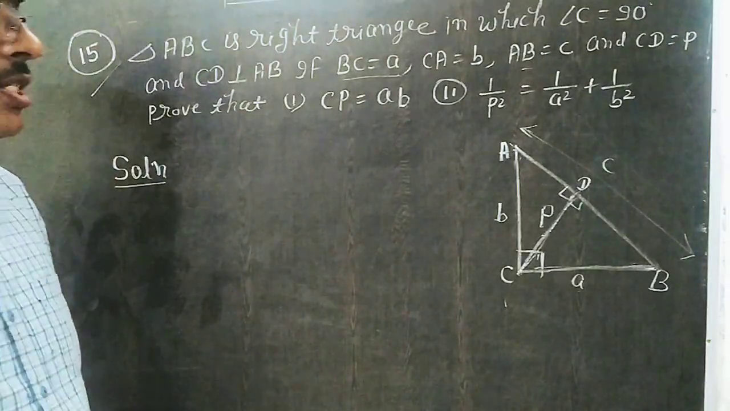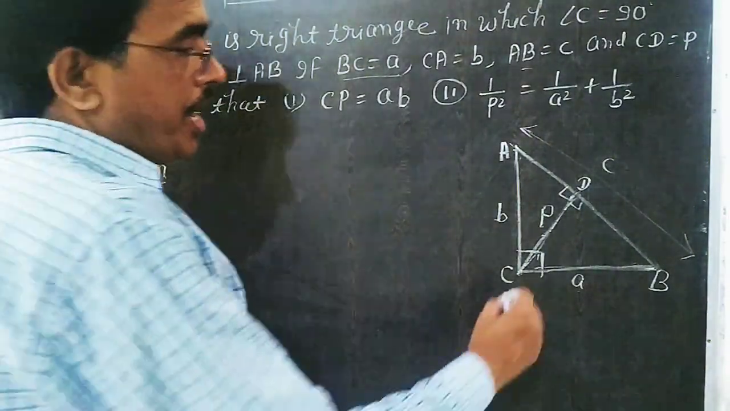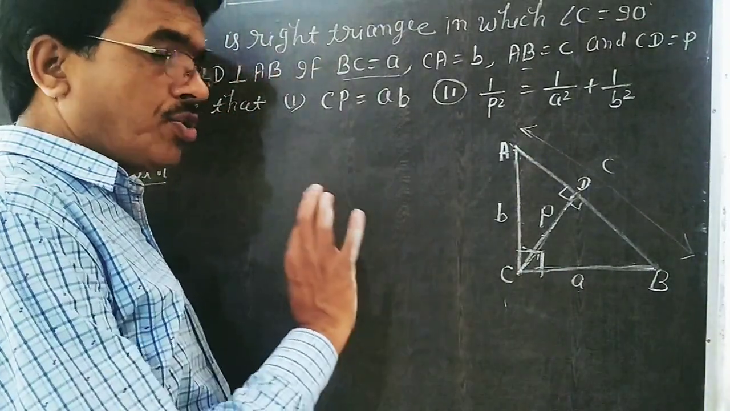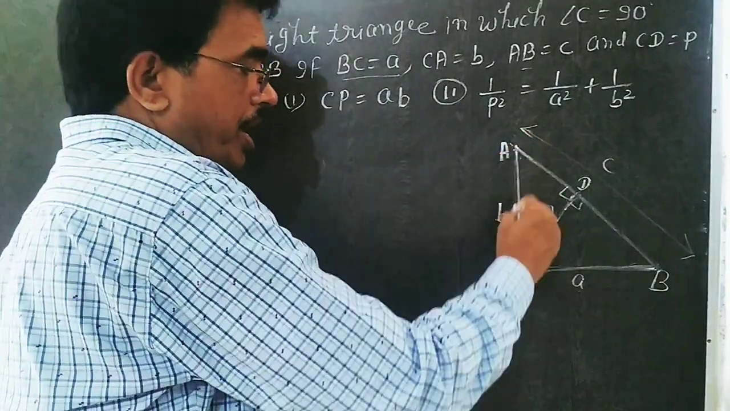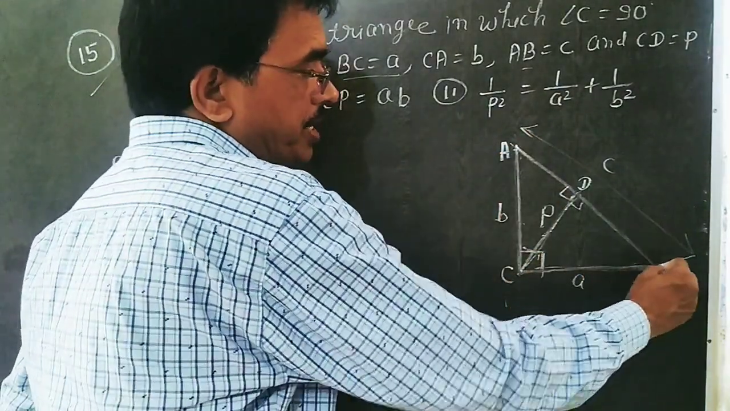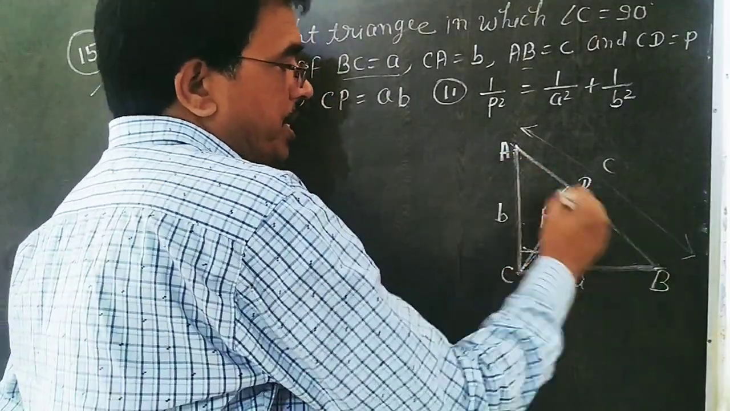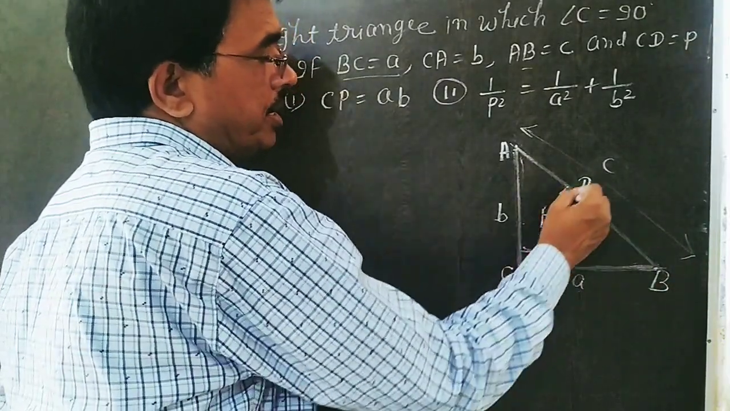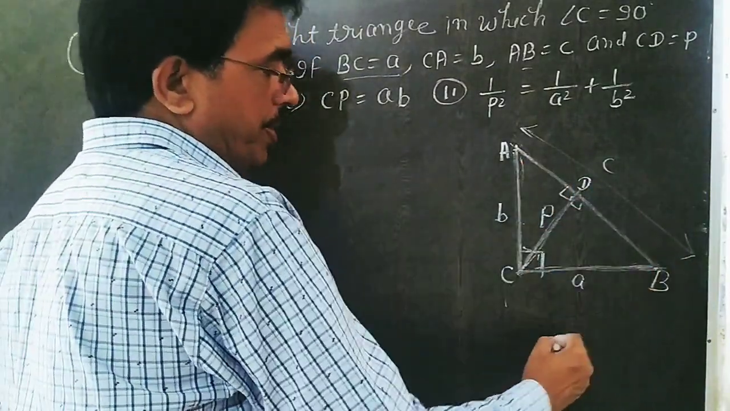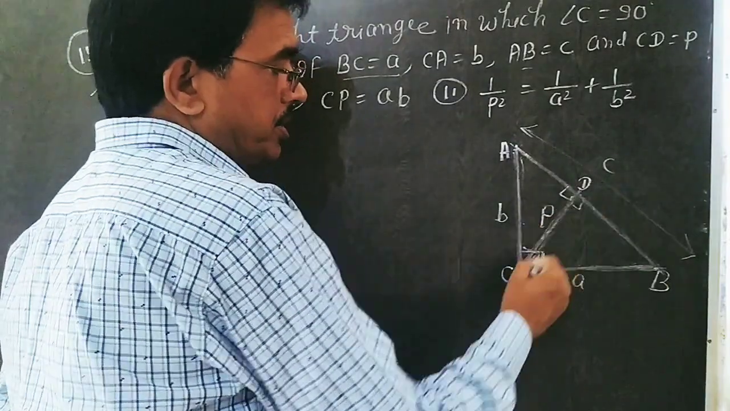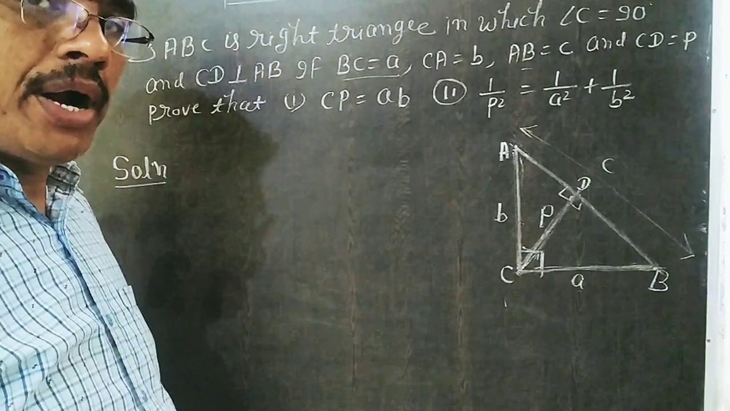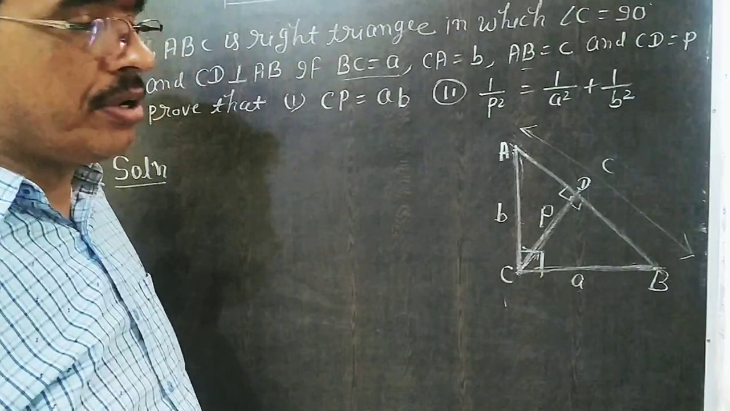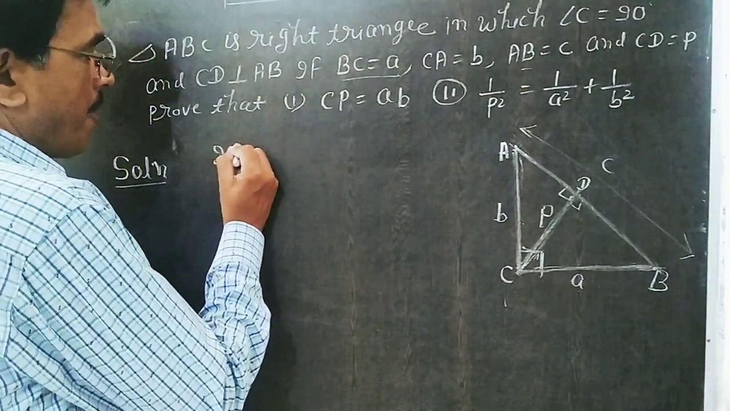In this question I solve with the help of the areas of the triangle. The area of a triangle is 1 by 2 into base into height. But in this triangle there are two bases and two heights. When you take AC as the perpendicular and BC as the base, the area is 1 by 2 into BC into AC. But when you take AB as the base, the height is CD. So you find the area of the triangle with two methods and equalize them, then you can find your solution.